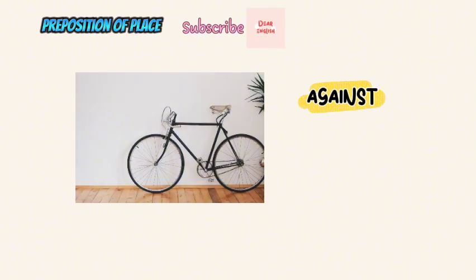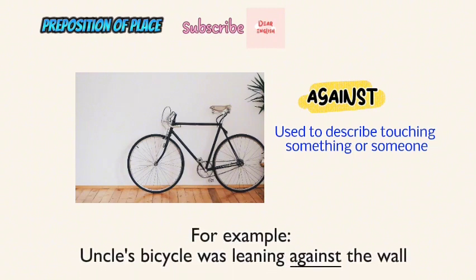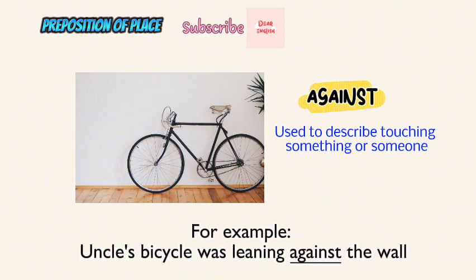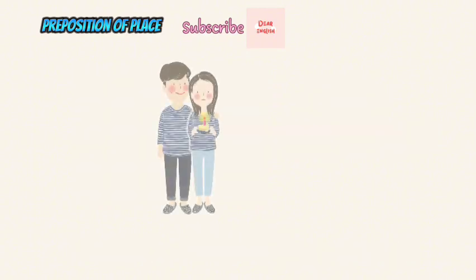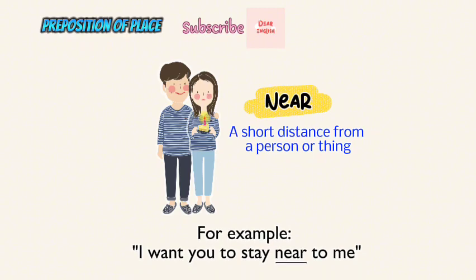Against. Used to describe touching something or someone. For example, Uncle's bicycle was leaning against the wall. Near. A short distance from a person or thing. For example, I want you to stay near to me.